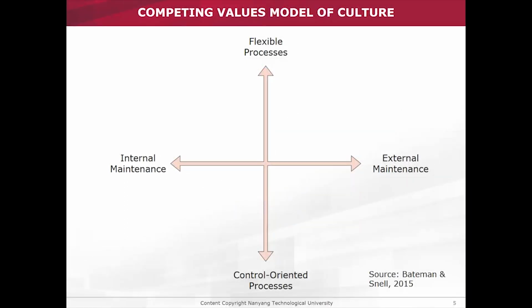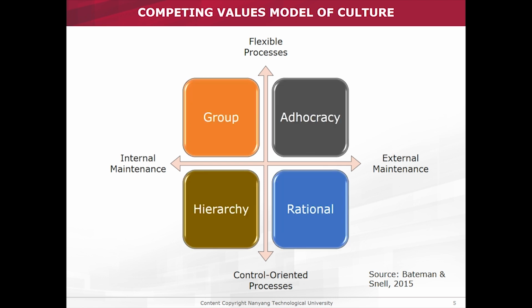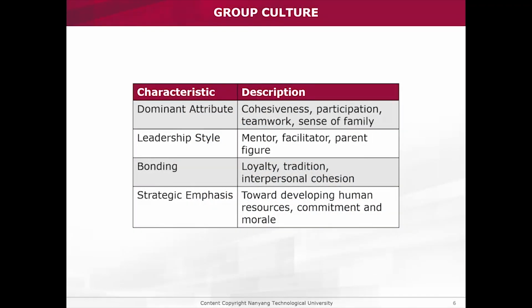In general, cultures can be categorized according to whether they emphasize flexibility or control, and whether their focus is internal or external to the organization. By considering these two dimensions, we can describe the four types of organizational cultures as group, hierarchy, rational, or adhocracy. Group culture. A group culture is internally oriented and flexible. It tends to be based on the values and norms associated with affiliation.